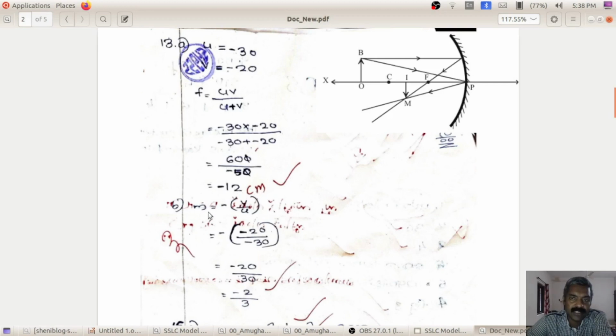What is the magnification of this mirror? m is equal to minus v by u. Minus 20 divided by minus 30, minus 2 divided by 3 is the answer.